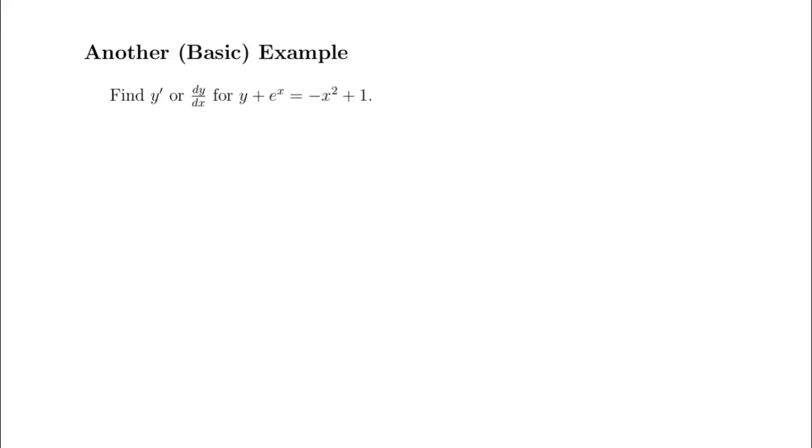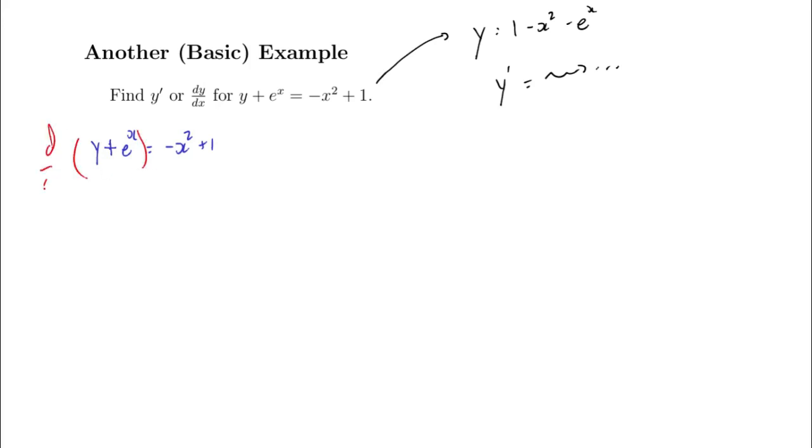All right, here's another basic example that we could look at. If you wanted, we could shuffle this thing around and say, well, y is equal to 1 minus x squared minus e to the x. And then we could find y prime normally, right? Not that bad. But let's use this idea of implicit differentiation, and let's say that for y plus e to the x equals negative x squared plus 1, let's go ahead and apply the derivative to both sides. Let me give myself a little bit of room here.